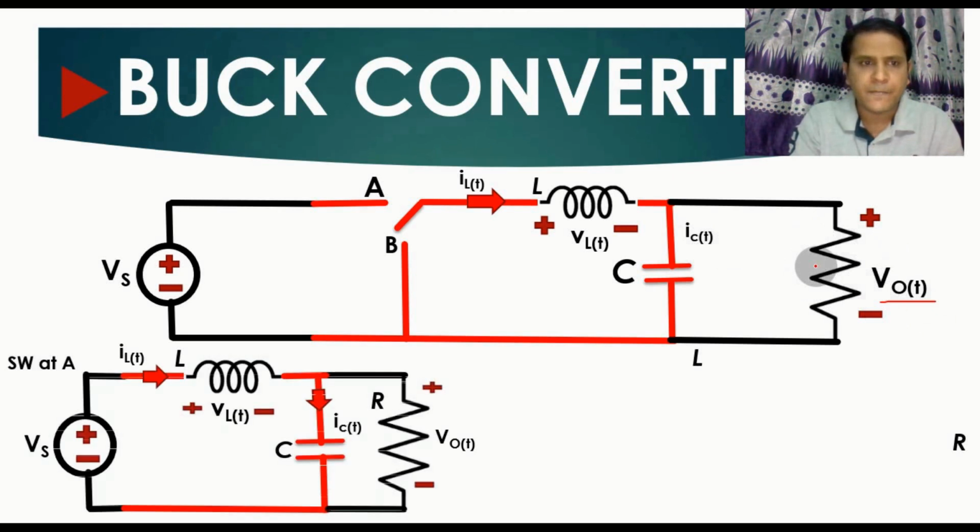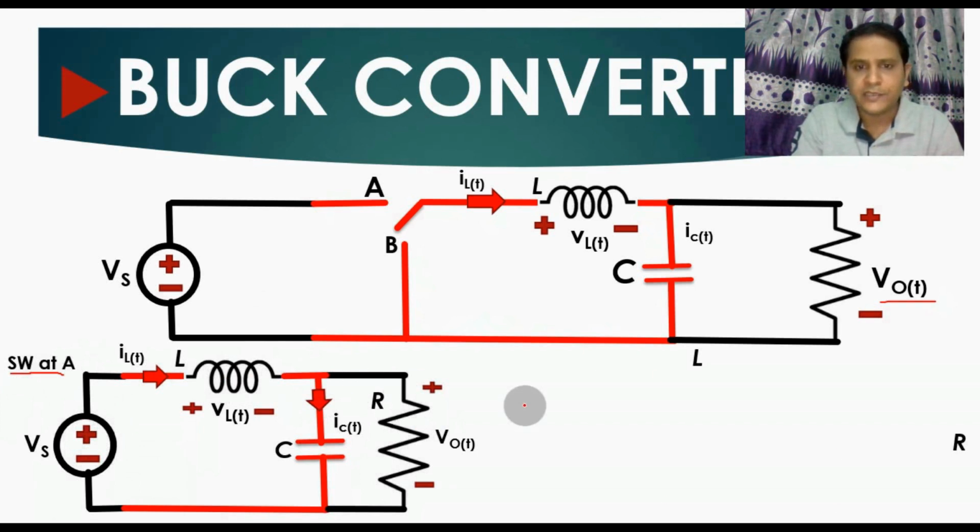Now let us assume when switch is at position A, right? So when switch is at position A, SW at A, then we have a supply voltage, and then we have inductor connected here, then we have a capacitor, and then we have a load here, right? So when switch is at node A, that means your supply voltage charges the inductor to its peak value, and it also delivers to the load.